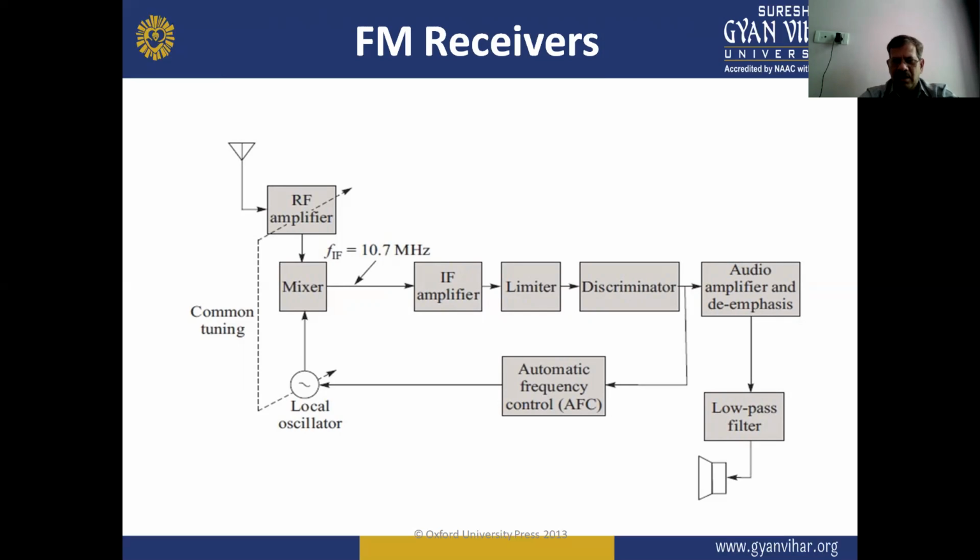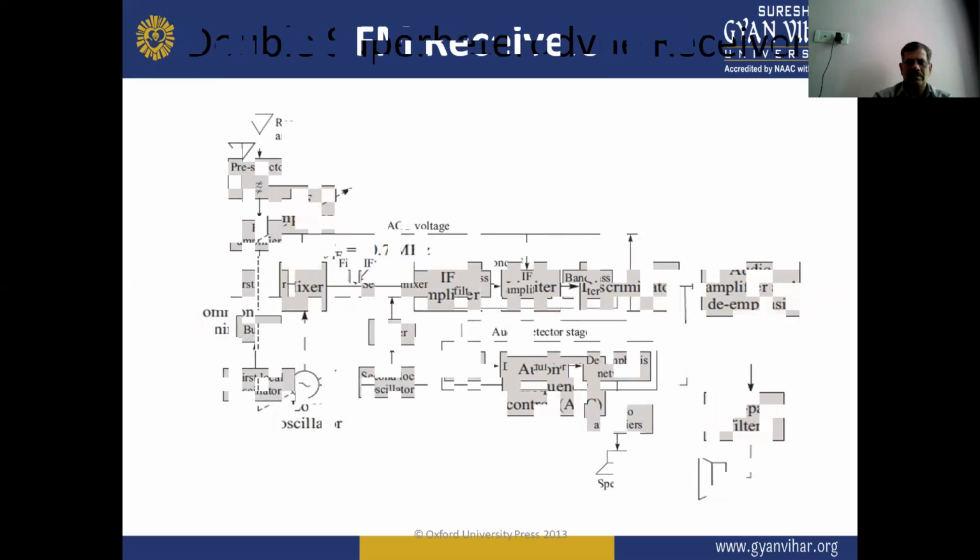The output of this discriminator goes to the audio amplifier and de-emphasis network, and the output of this is applied to the low pass filter, and the low pass filter has the output in the form of the original signal. So the original signal is received here at the output of the receiver. So this is the block diagram of the FM receiver.